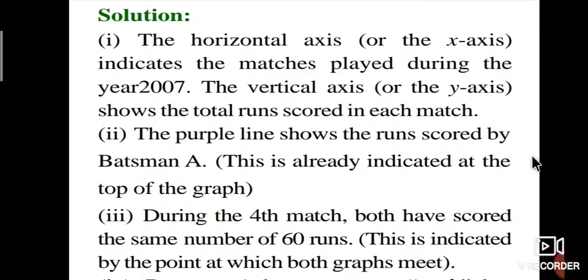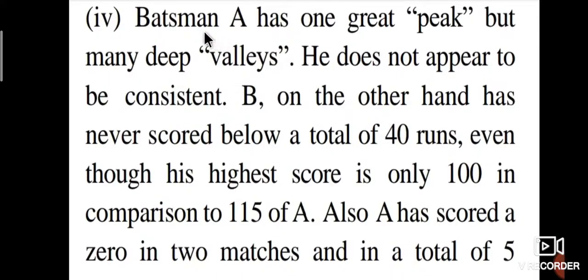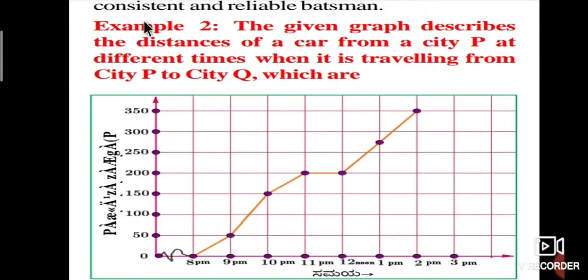Is it right? Okay, next. Fourth question: batsman A has one great peak but many deep valleys. He does not appear to be constant. B, on the other hand, has never scored below a total of 40 runs, even though his highest score is only 100 in comparison to 150 of A. Also, A has scored 0 in 2 matches.